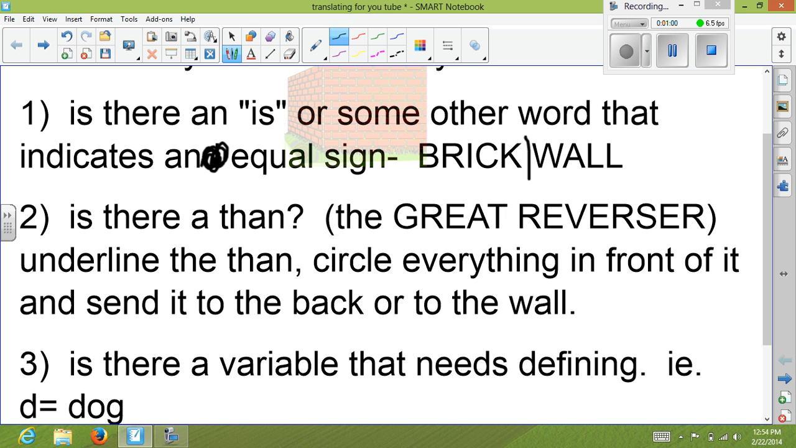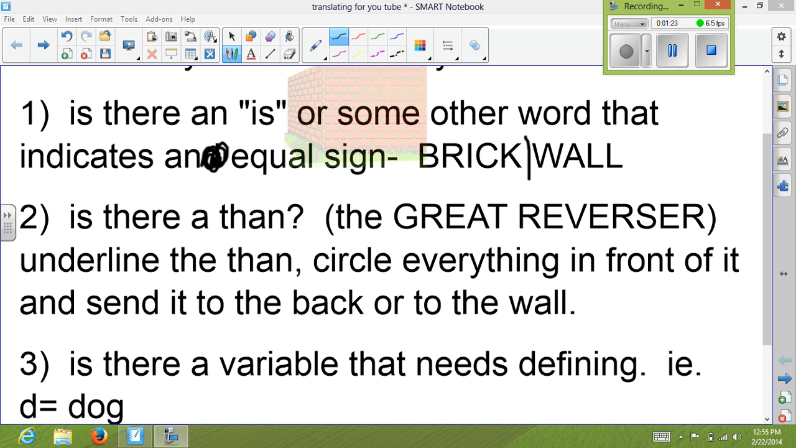And then the third thing is you need to ask yourself, is there some kind of a variable that needs defining? And remember that when we define a variable, that means we say what the letter we're using to replace a value in a problem is worth. So for example, D equals dog, C equals cat, H equals hours, X equals numbers, N equals numbers, whatever.